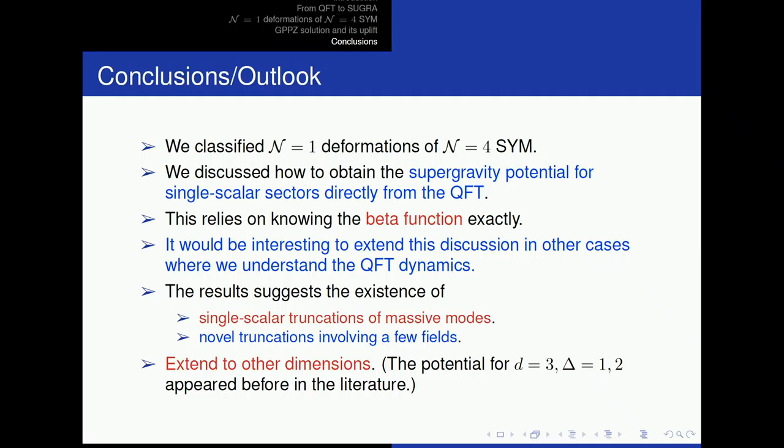I focused this discussion on D equals four, but most of the discussion extends to other dimensions and other theories. It would be very interesting to do the same for ABJM in three dimensions. For example, the potential for D equals three and delta equals one and two already appeared in the literature. Okay, thank you.